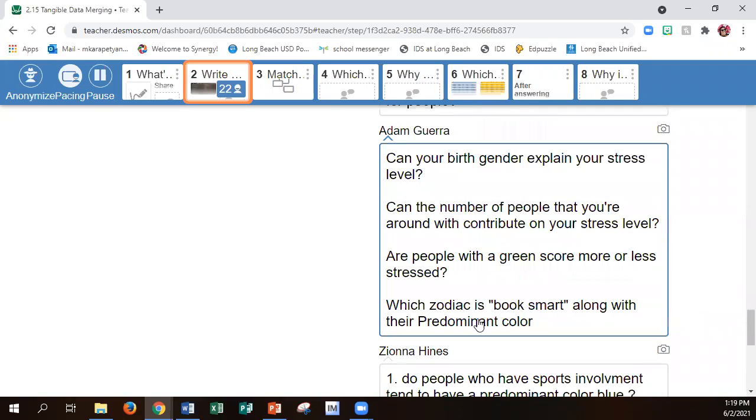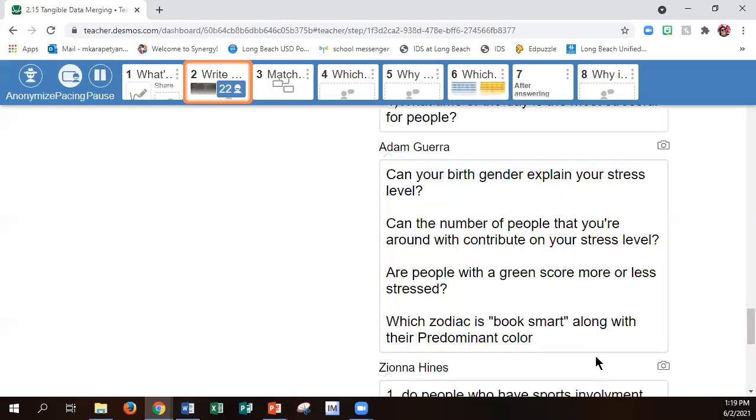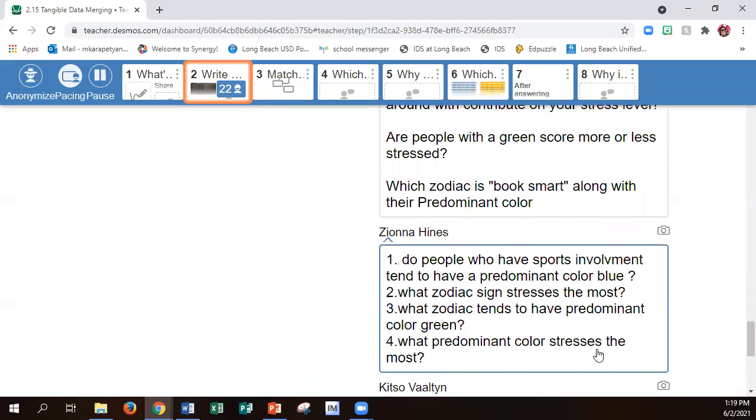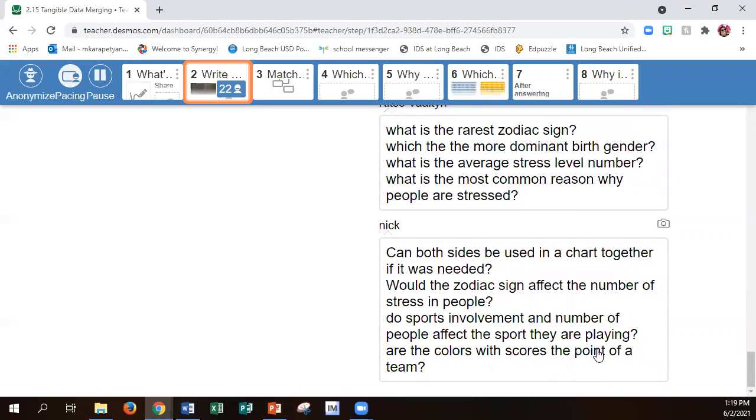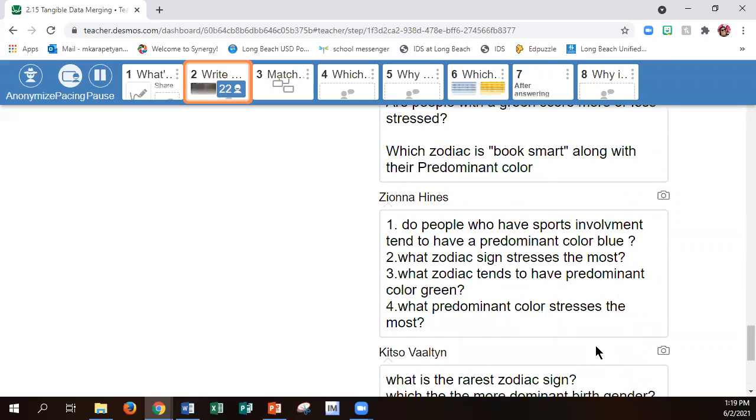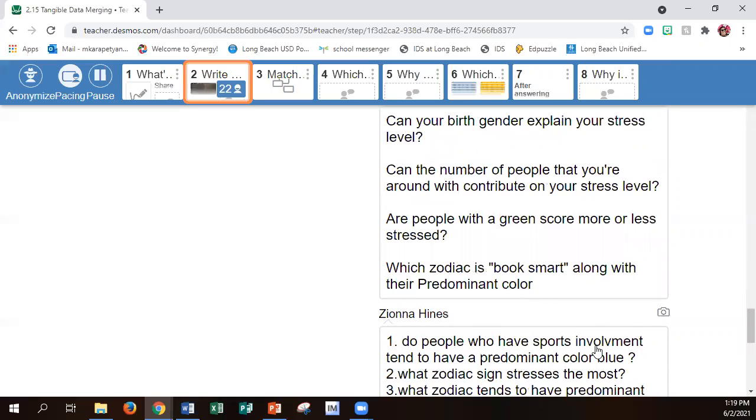Adam, which zodiac sign is book smart along with their predominant color? I don't understand. I don't know how we would measure book smart. That was the last. I was rushing that. Got it. You're fine. And you had to pinpoint that one.